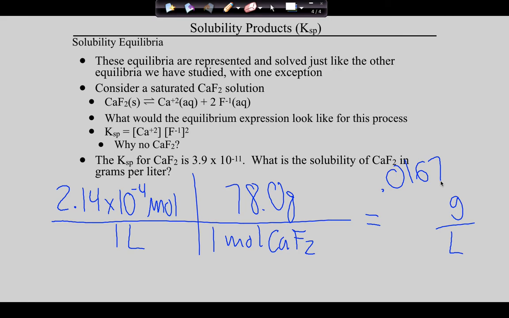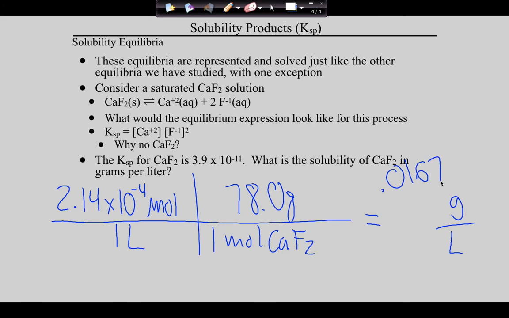Not very much. So guys, bottom line here is these problems are very similar to the problems that we solved before. Differences include many times you will have balanced coefficients that throw off the math. Be careful. And then many times the thing that you're solving for is not the same as what the ICE box produces. So in this case, we solved for a molarity, but they wanted us to convert it to grams per liter.